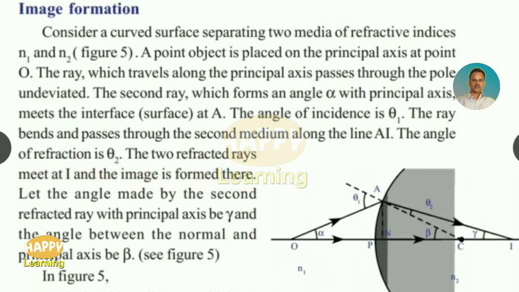So one ray from O through P through C is moving along the principal axis. One ray from O to A, then after refraction from A to I. So these two rays are intersecting at this point I. The two refracted rays meet at I and the image is formed there.